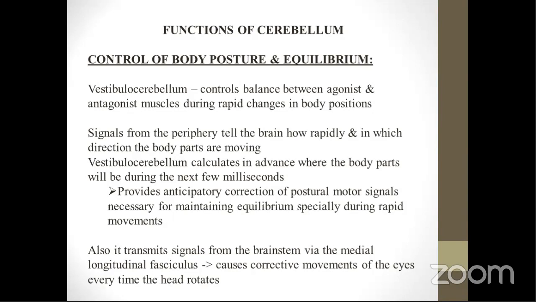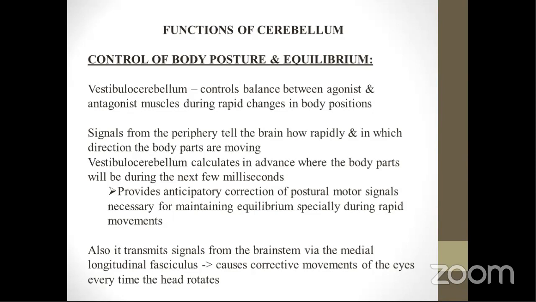So it has a vision: it knows this is the part 1 activity, but in the part 2 activity, what will be the positions of the body parts. So it provides anticipatory corrections to postural motor signals necessary for maintaining equilibrium, especially during rapid movements. This function is specially allotted to the vestibular cerebellum.